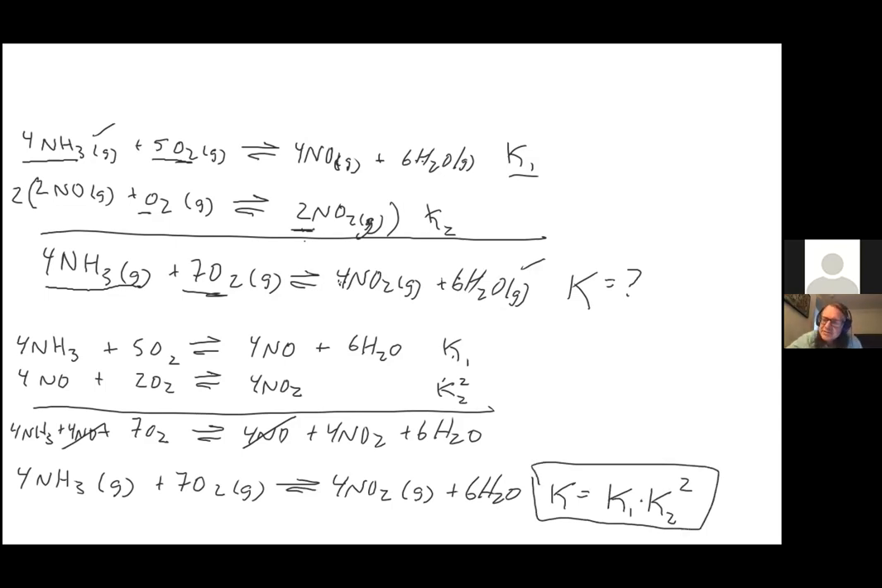Okay, pretty nice, right? In theory, you could do ones where you have to reverse equations too. Remember, if you do reverse an equation, you just take 1 over K, right? It's the reciprocal of the K value. So if you find that you have to reverse one, just take the reciprocal of K. If you then have to multiply by 2, square it. And if you have to multiply by 3, cube it. That's all you got to do. So that's a nice little problem to figure out K for a reaction that you may not know the actual value for.